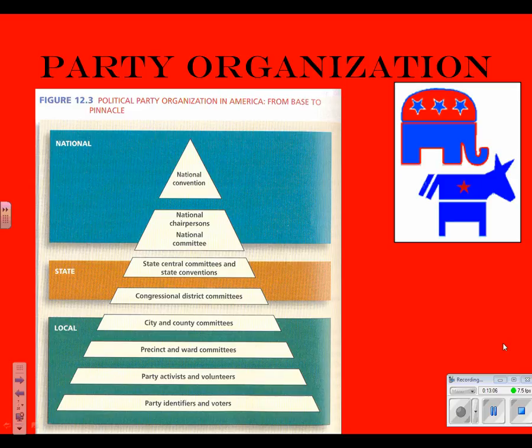But then the last piece of this triangle, of course, how does the party in government react or work with the party organization? Well, what does the party organization provide to the party in government? It provides a platform, right? It provides those policy alternatives. So it's going to give them this platform.